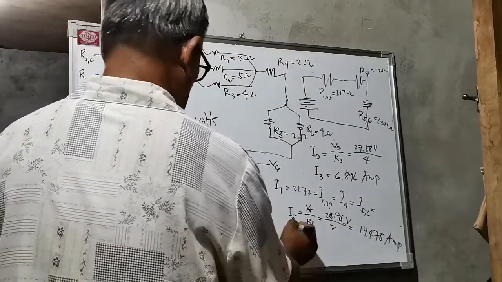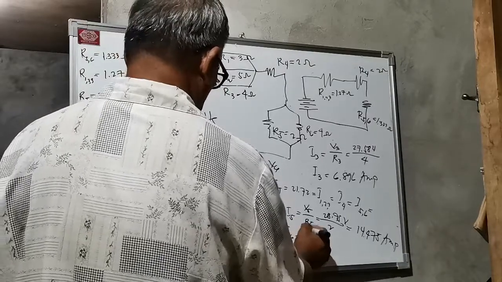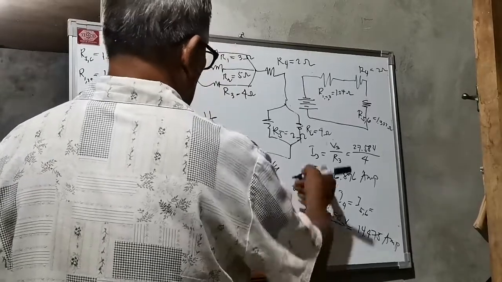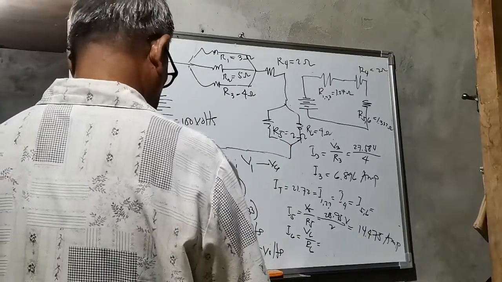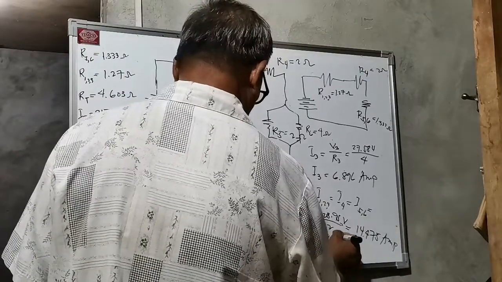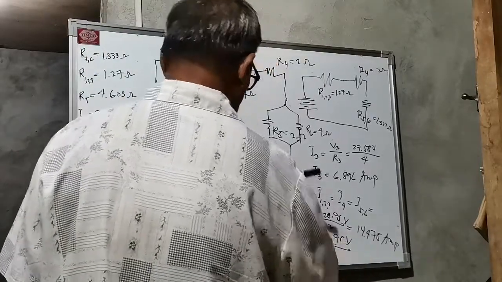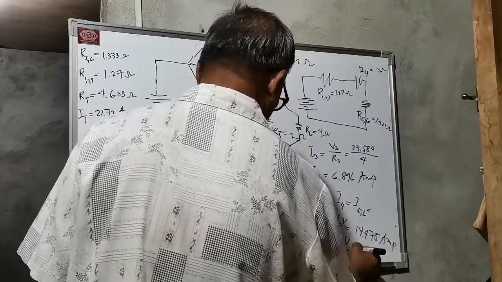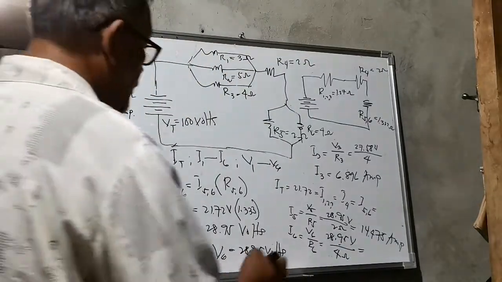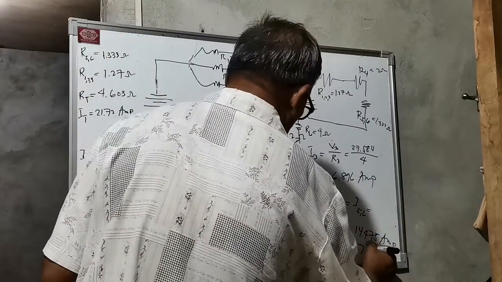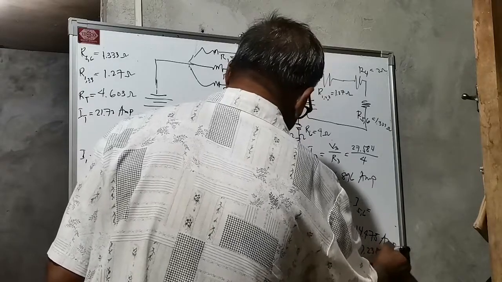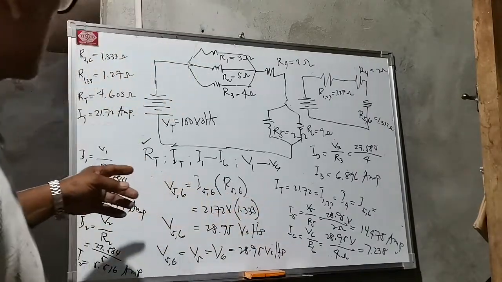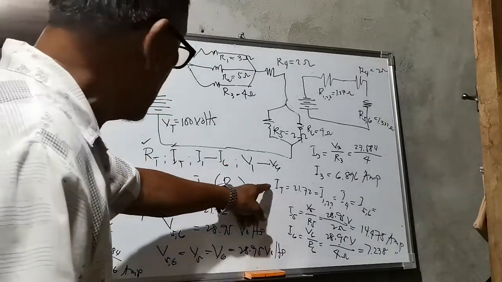And I6 will be V6 over R6. V6 is the same as V5 and 6, 28.95 volts, over R6, which is 4 ohms, will give us a value of 7.238 amperes.